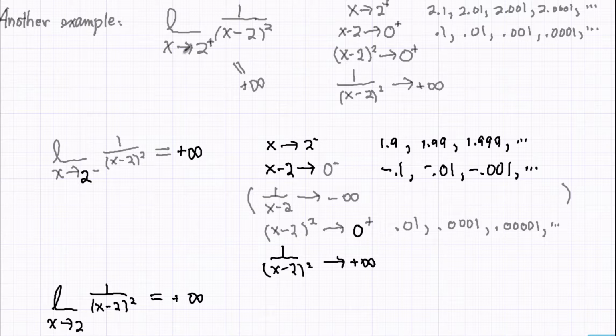The work above, where I checked both sides, allows me to say that the limit as x approaches 2 of 1 over the quantity x minus 2 squared is going to be plus infinity. Because there's no plus or minus over here, it doesn't matter which side. This could be referred to as a two-sided limit.